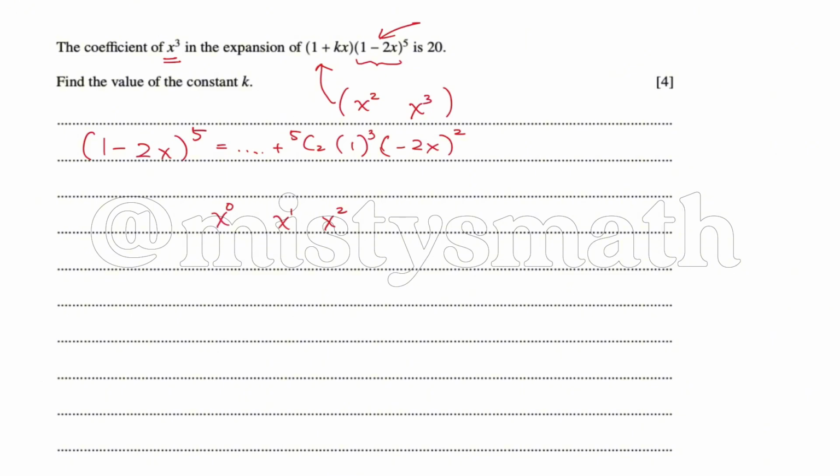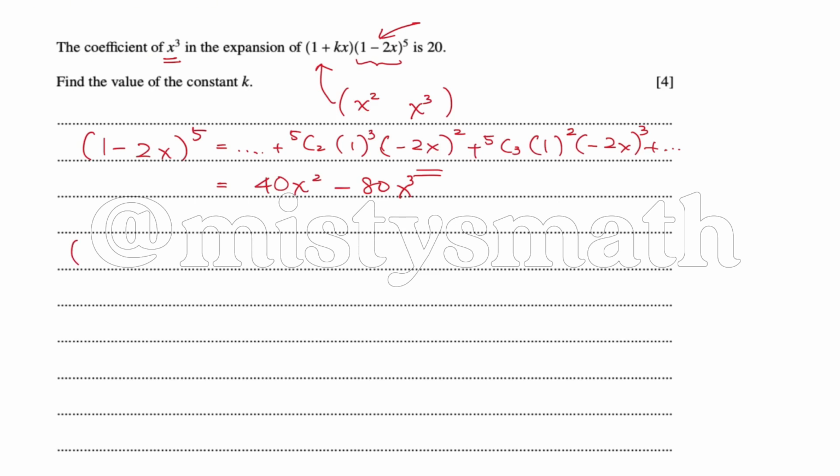And then the fourth term, you'll have 5C3 times 1 to the power of 2. It's reducing, remember that. Times (-2x), now this is increasing, to the power of 3. That's how you get x to the power of 3, and this one is x to the power of 2. There are some other terms that we are not interested in, so I'm going to erase this part. So from the expansion, you should have 40x squared minus 80x cubed. Those are the two terms that we are interested in.